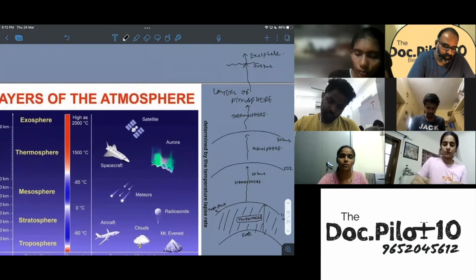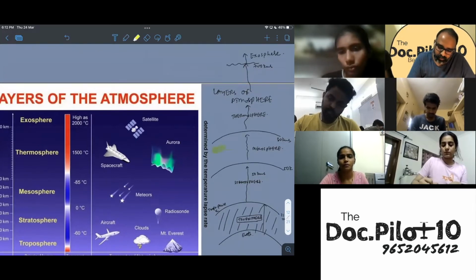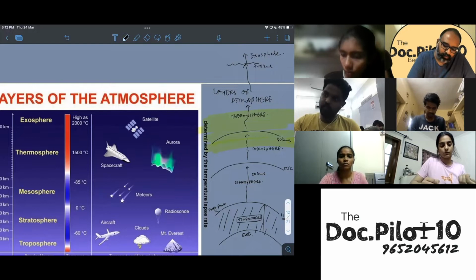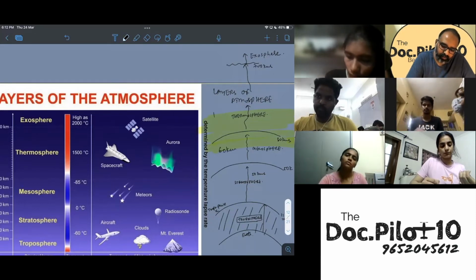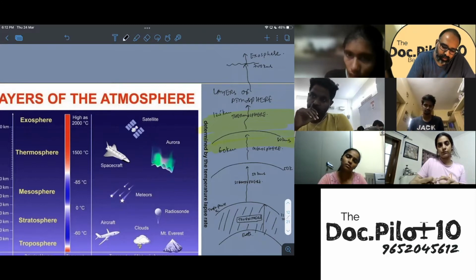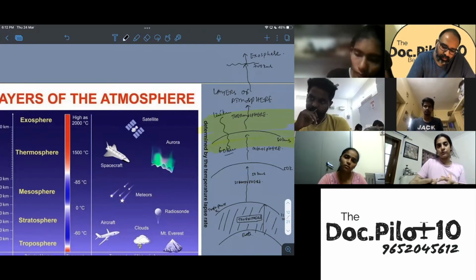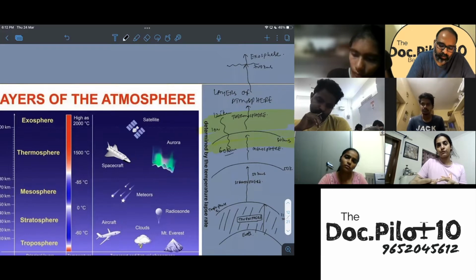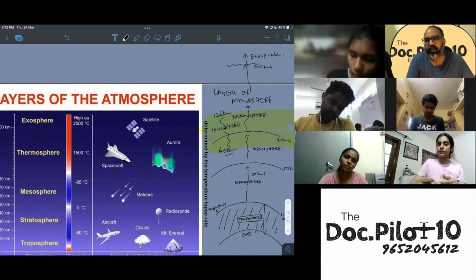Okay. At around 60 kilometers upwards till 125 kilometers, this layer is called the ionosphere. Today I will give you some idea about the ionosphere. You will learn in detail about the ionosphere in navigation.